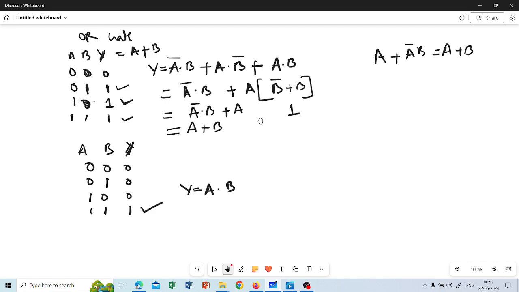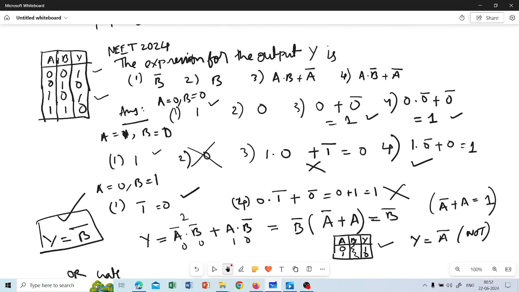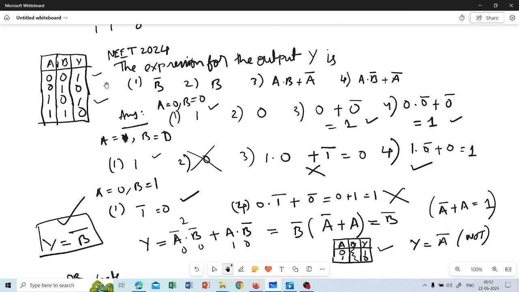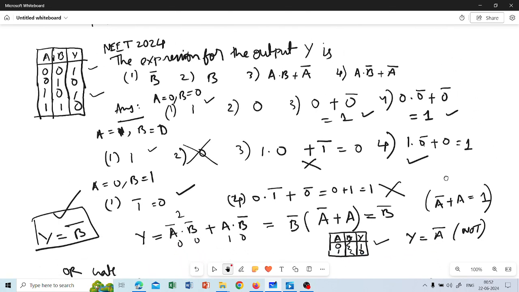And going back to the question, the actual method of solving such questions, when a truth table is given and they are asking to find the output, is that you have to substitute the values of A and B, check the output, and compare with the options, eliminating the options. This is a better method because we don't need to remember anything for this method. That's the only reason I'm telling it.